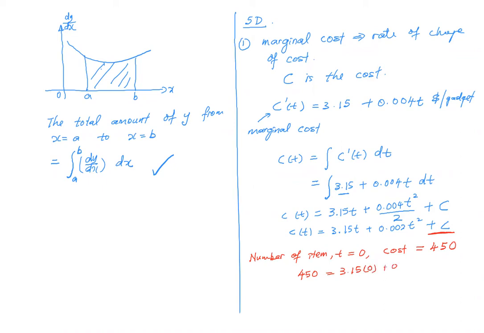It's better to substitute in. So what is the C? In this case, it's 450. So therefore, now we have the cost function. That is 3.15t plus 0.002t squared plus 450. Done.